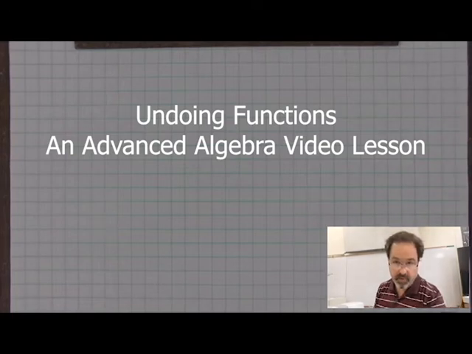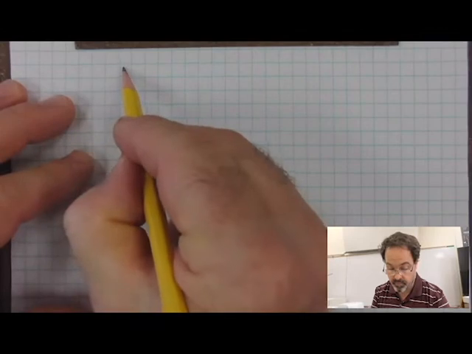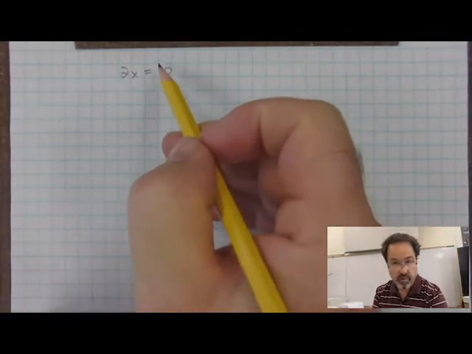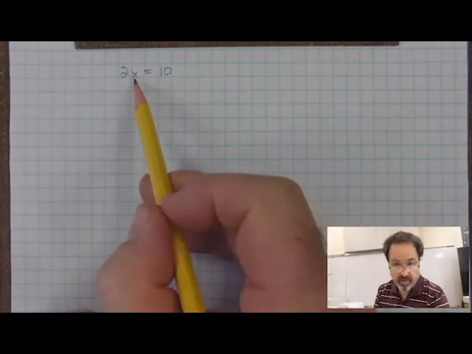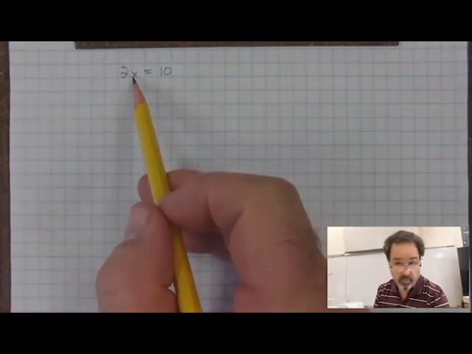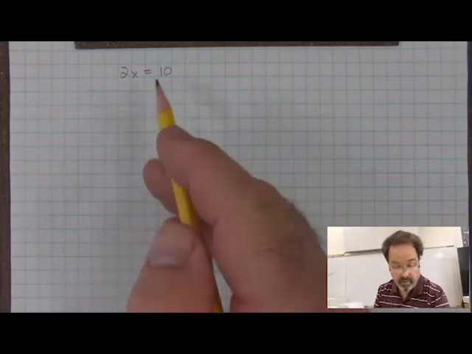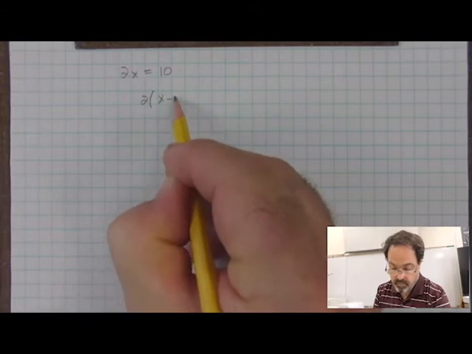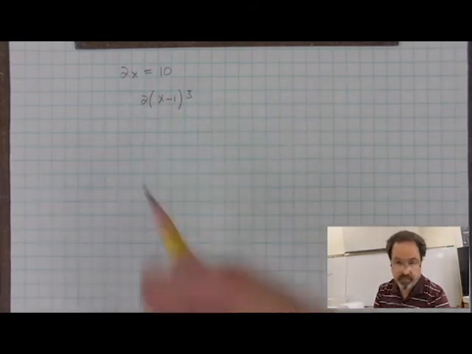VLSos here. This is a video lesson on undoing functions. We're familiar with the idea of undoing. Here we have a simple equation. If we wanted to get the variable x by itself, we would undo multiplying by 2 with the inverse, dividing by 2. But what happens when the variable has many more operations being done to it?